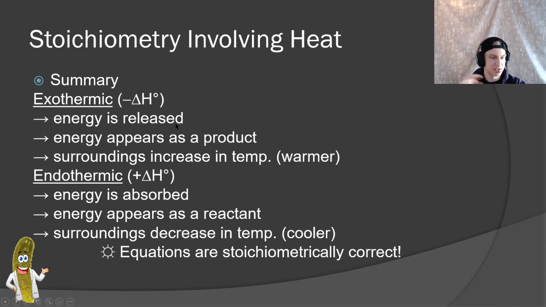Stoichiometry involving heat, just some common last little pointers that we need to discuss. If something's exothermic, it has a negative delta H, energy is released, energy appears as a product, and the surroundings increase in temperature. If it's endothermic, energy is absorbed, that energy appears as a reactant, and the surroundings decrease in temperature.